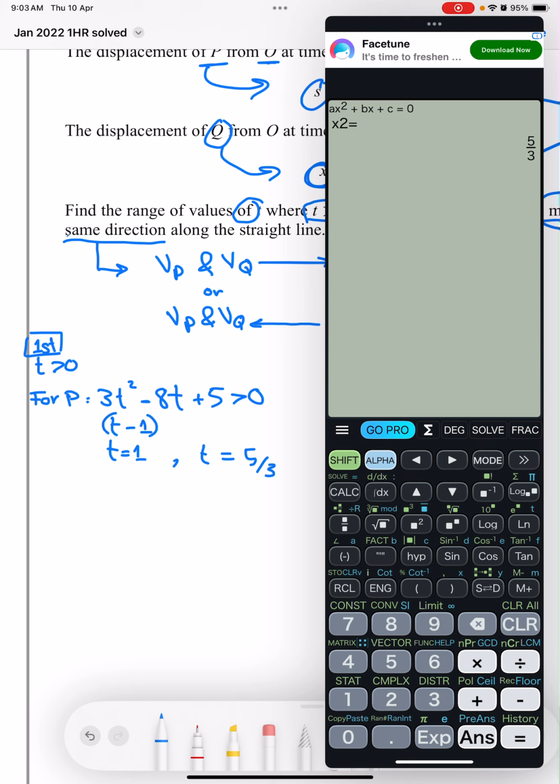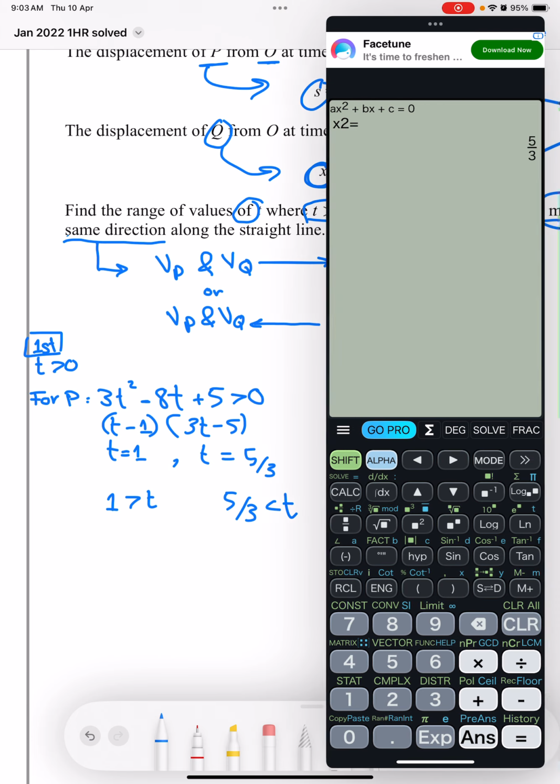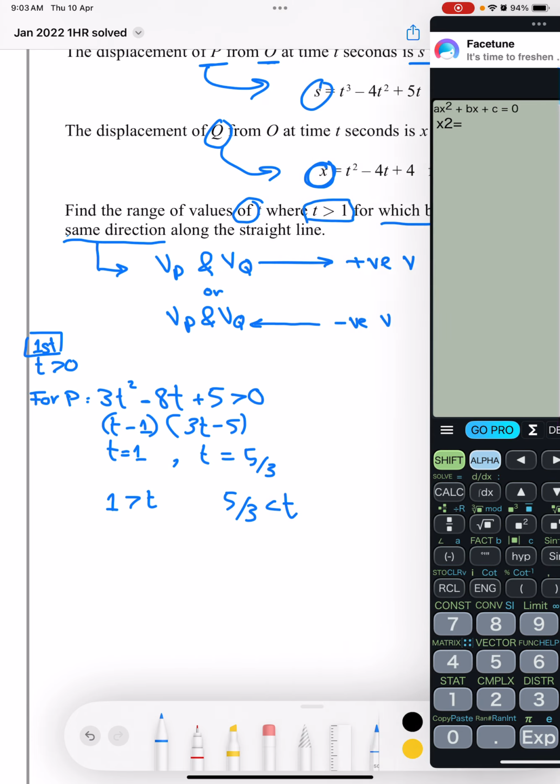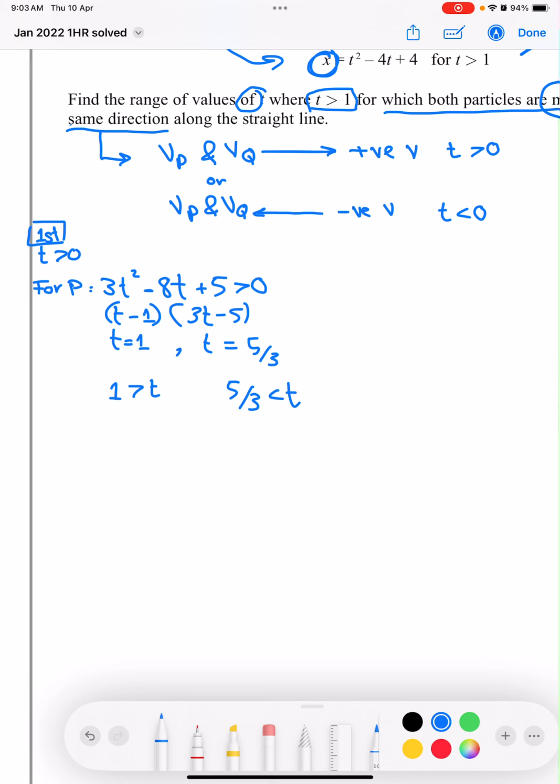I'm going to write them in opposite signs. So T minus 1 and 3T minus 5, greater than 0, so I'm going to write them as separate. So 1 and 5/3 is going to be T less than 1 and T greater than 5/3. Then this is the first for P. We're solving for positive velocity for P.